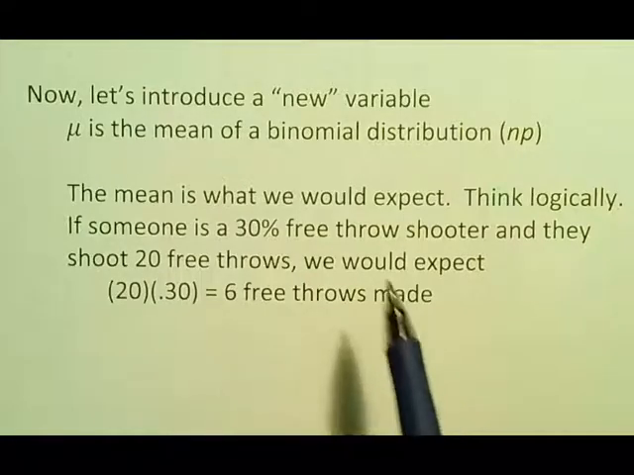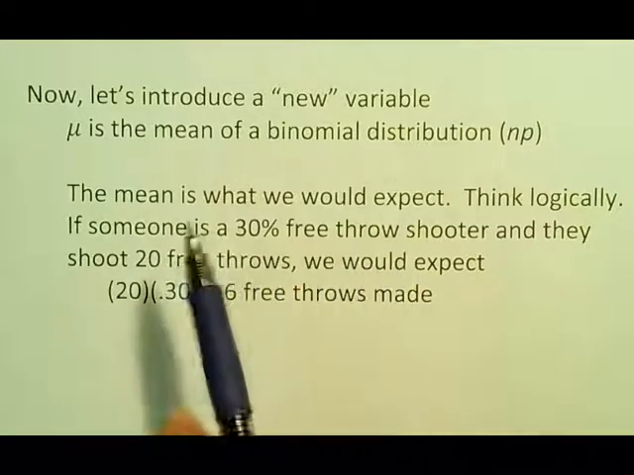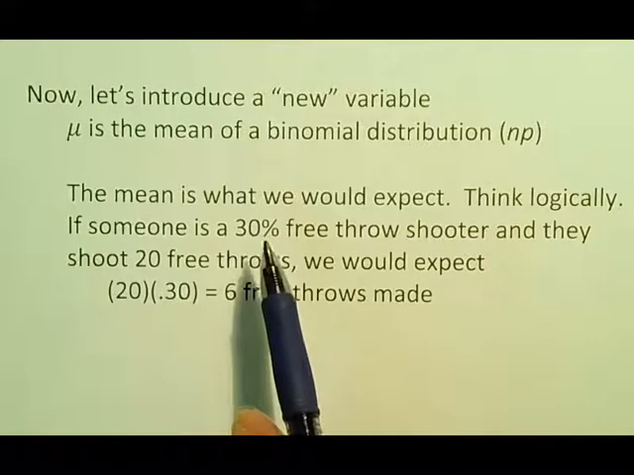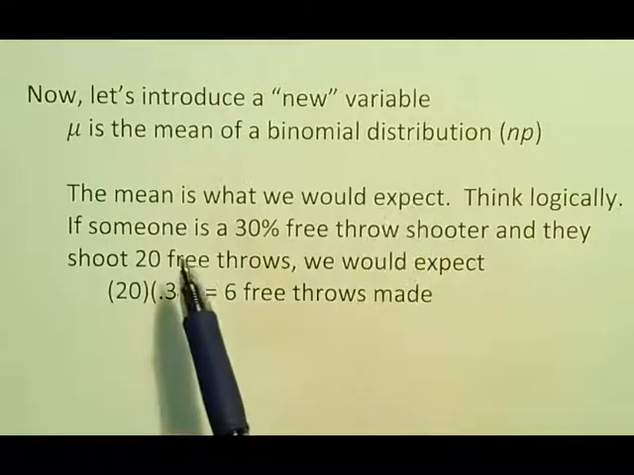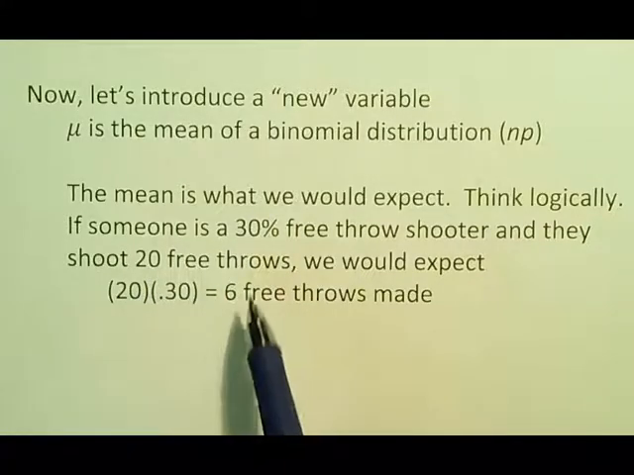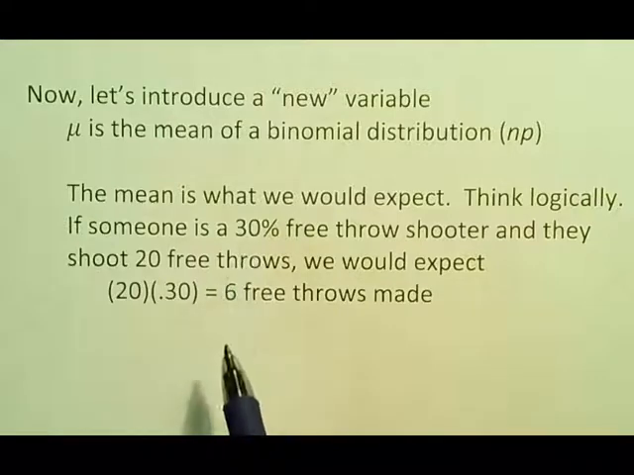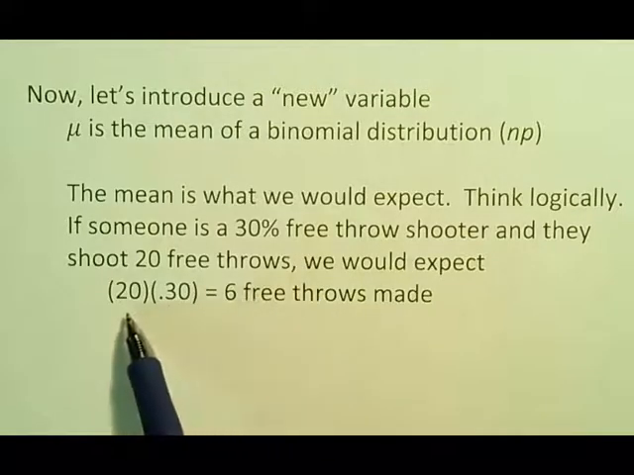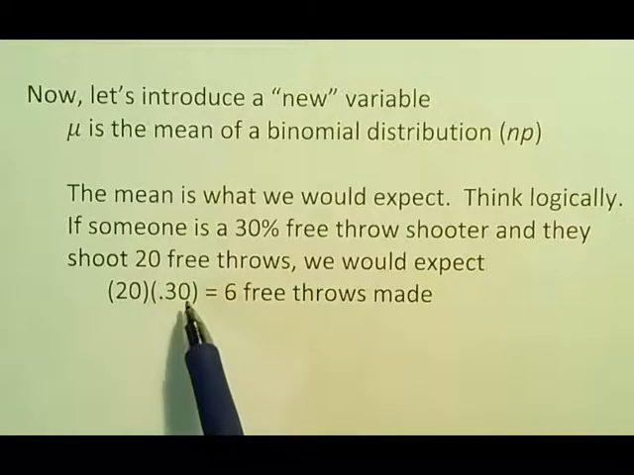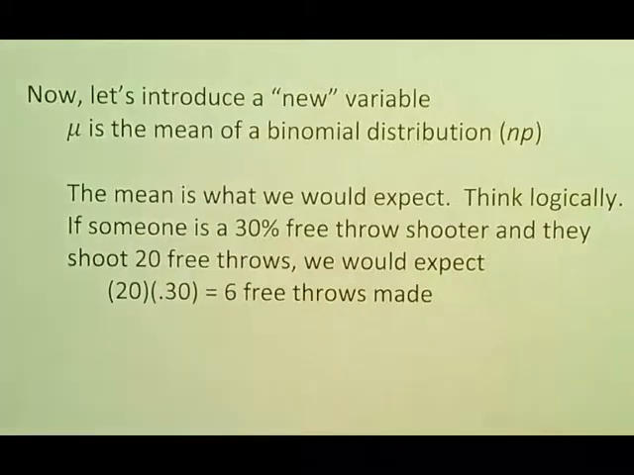And if you think about it logically, it's what we would expect. If someone is a 30% free throw shooter, that means they make 3 out of every 10, 6 out of every 20. Then it only makes sense that if they shot 20 free throws, and we multiplied by the percentage, that 6 should be our number. Again, 30% is 30 out of 100, which is 15 out of 50, etc. But either way, if you want to know what to expect, you take the number of trials times whatever the success number is, and that will give you what to expect.